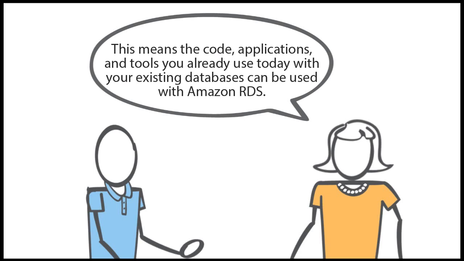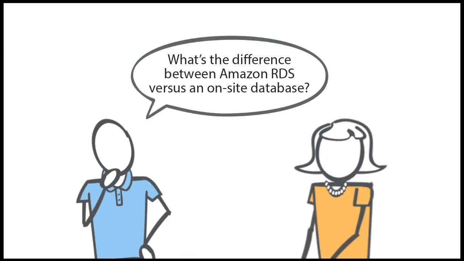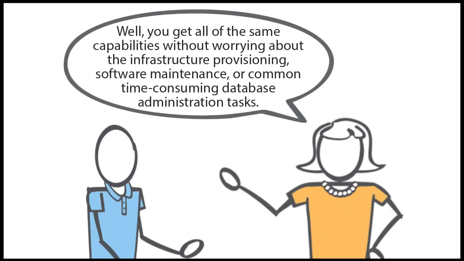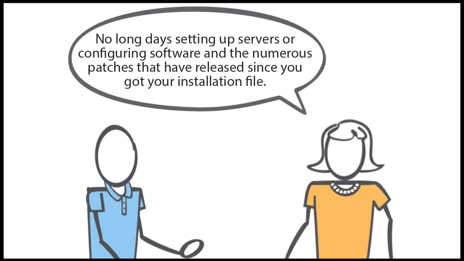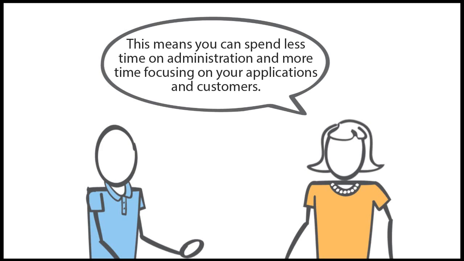This means the code, applications, and tools you already use today with your existing databases can be used with Amazon RDS. What's the difference between Amazon RDS versus an on-site database? Well, you get all of the same capabilities without worrying about the infrastructure provisioning, software maintenance, or common time-consuming database administration tasks. No long days setting up servers or configuring software and the numerous patches that have released since you got your installation file. This means you can spend less time on administration and more time focusing on your applications and customers.